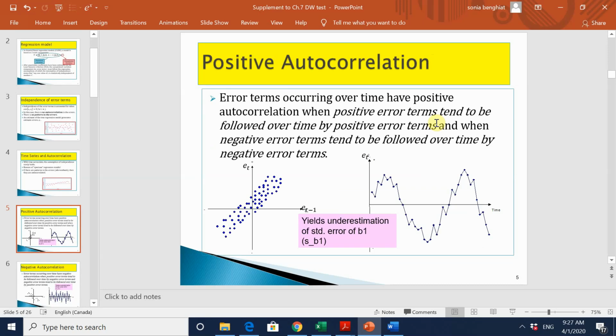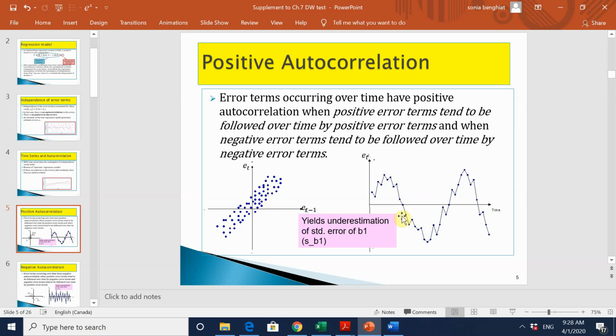Here we see how autocorrelation, in fact, is categorized in one of two categories. Here we've got positive autocorrelation. The thing to notice with positive autocorrelation is that we see the pattern of positive error terms followed over time by other positive error terms. So we can see here, this is a scatter plot, yes, a time plot of the error terms, and we can clearly see that there is some pattern over here.